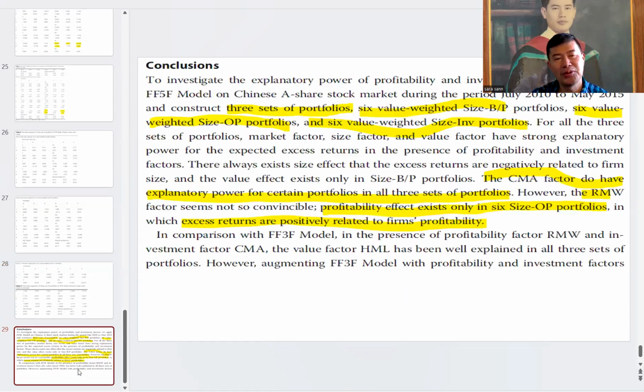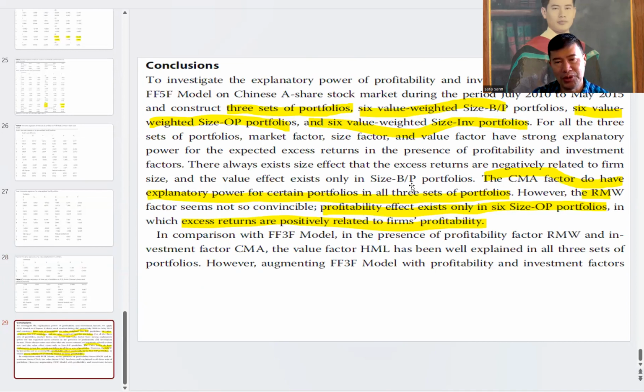Okay, so the conclusion. What about the conclusion? The conclusion is an abstract, a summary from the result. So now let's read the result a little bit. Okay. To investigate the explanatory power of profitability and investment factor for the 5 factor, because from chapter 11, we focused on the 3 factor. Now with 5 factor, we focus on the 4th and the 5th. The 4th is the return on investment, or we say profitability, and the 5th is the investment factor.